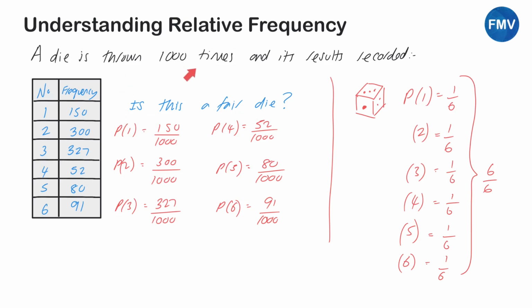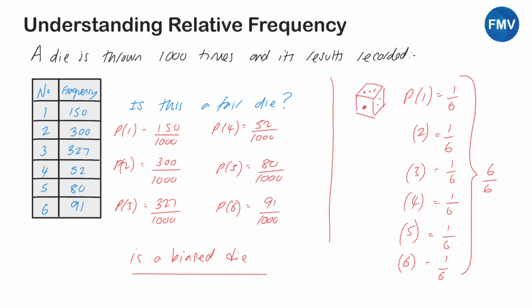Now, the key in deciding if something is fair is deciding whether you've had enough trials. So obviously, if we did this 10 times, we may have a slight bias to one number. As we do it 100 times, you would hope that bias would reduce, and 1,000 times, you would hope that actually that bias would almost disappear and give you the results of a fair die. So in this case, I think it's fair to say that this is a biased die.